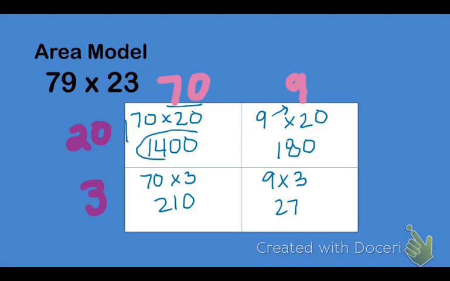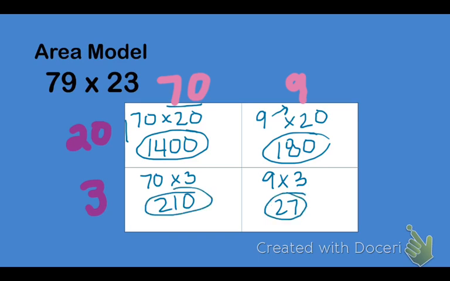Now I'm going to take all of those numbers that I just multiplied and add them all together. So 1400 plus 180 is equal to 1580. And 210 plus 27 is equal to 237. And if I go ahead and add those numbers together, because again, I want to add all of the numbers together, I get 1,817 as my final answer.